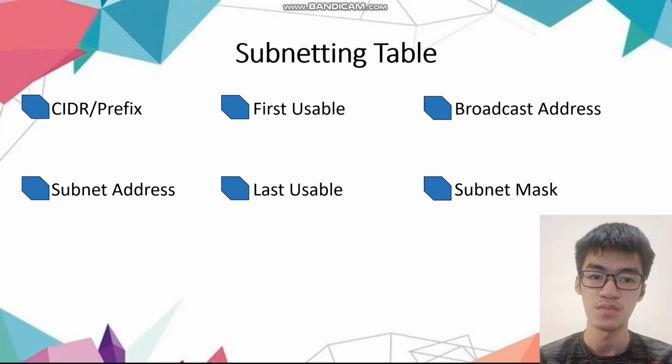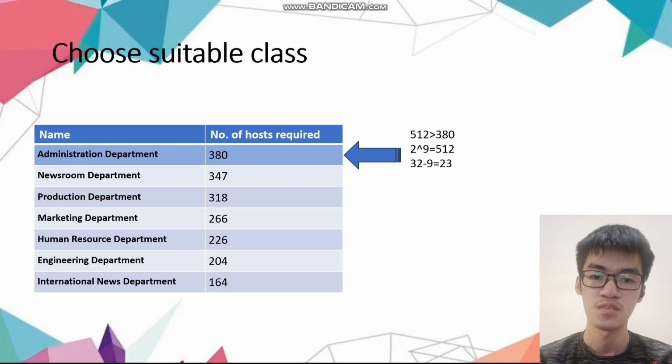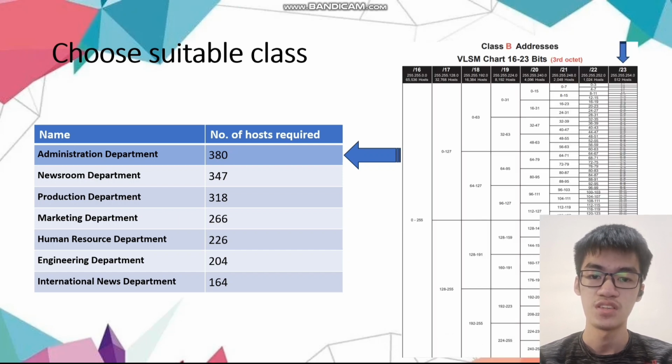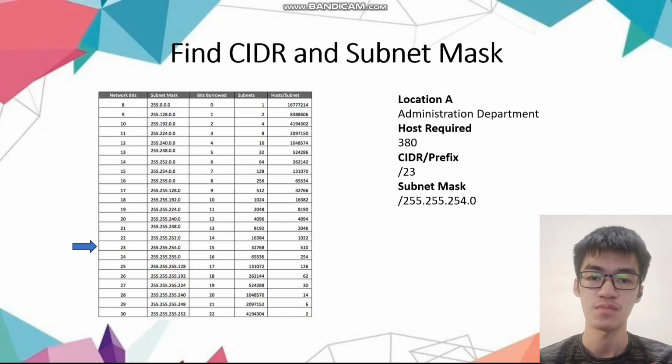Subnetting table includes 6 elements we need to find out: CIDR or prefix, subnet address, first usable, last usable, broadcast address, and subnet mask. So at the beginning, we need to find out the largest number of hosts required, that is administration department with 380 hosts. After that, we choose which number is nearest to 380, so we choose 512. 512 is 2 to the power of 9, so we can use 32 minus 9 to get 23. Therefore, we use class B because it has 23 bits. For now, we go to find out CIDR and subnet mask for each department.